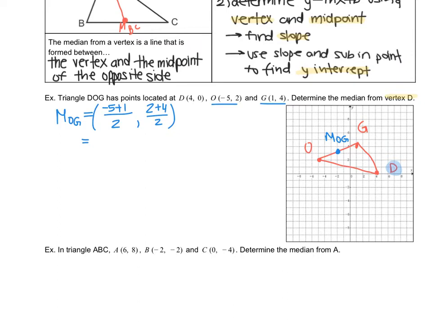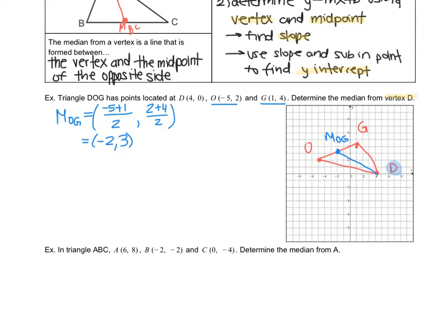But for my x coordinate, negative 5 plus 1 is negative 4, and when I divide that by 2, I get negative 2. And for my y coordinate, 2 plus 4 is 6, and when I divide that by 2, I get 3. And then I can use my visual just to make sure that seems about correct. And if we look at where I roughly estimated the midpoint, it is perfect. And now I am just trying to find the equation of the line using D and this midpoint.